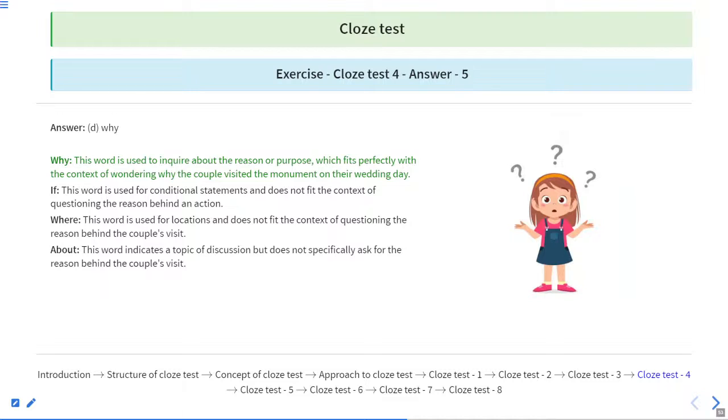It cannot be if. This word is used for conditional statements, and therefore it does not fit the context of questioning the reason behind an action. Where is used for locations and does not fit into the overall context. About indicates a topic of discussion but does not specifically ask for the reason behind the couple's visit.